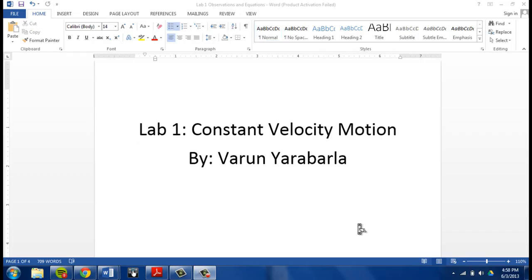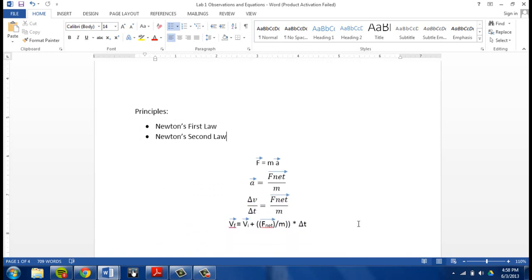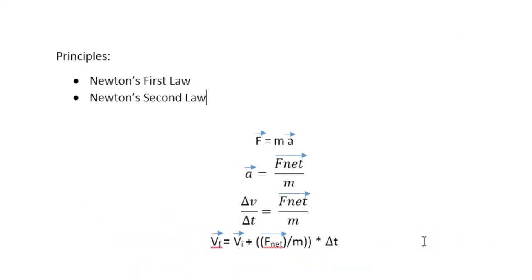There are two main principles that can be applicable to this lab: Newton's first and second laws of motion. Newton's first law states that an object in motion will keep moving uniformly unless acted upon by another force. In other words, if the object is moving at a constant velocity, it will keep having that constant velocity unless affected by a net force. Taking that further, we have Newton's second law, which is F equals ma, mass times acceleration.